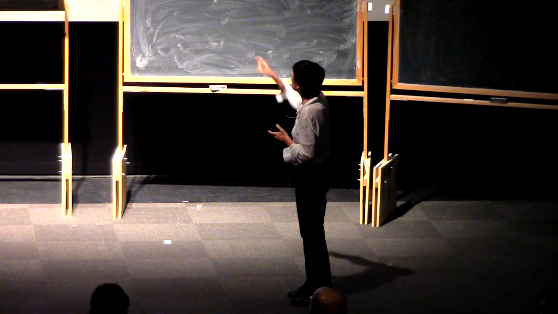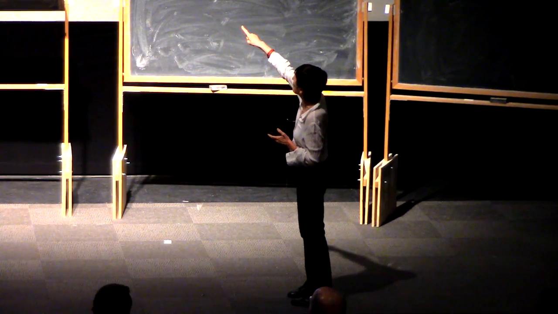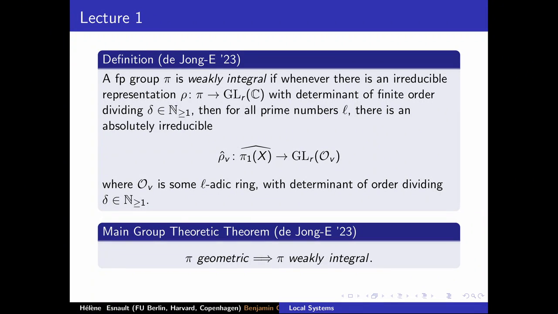A finitely presented group pi is weakly integral. Look at the definition. The issue is that you have an x in the definition. I think you should just read pi hat, the profinite completion of pi, mapping to GL_r.